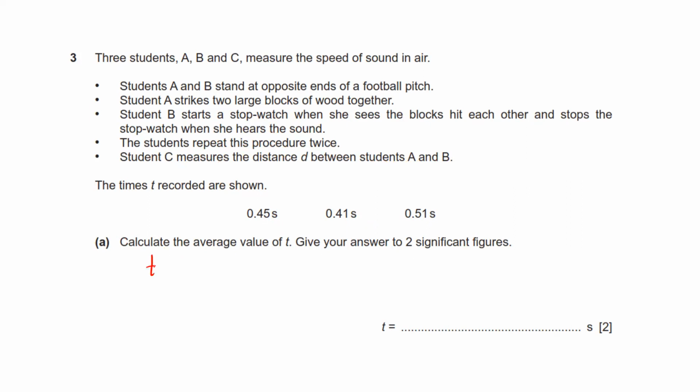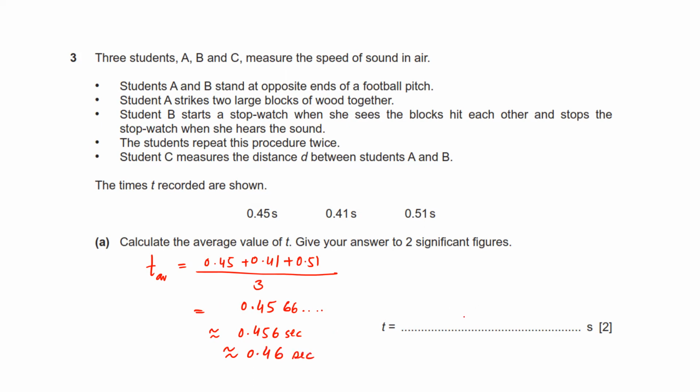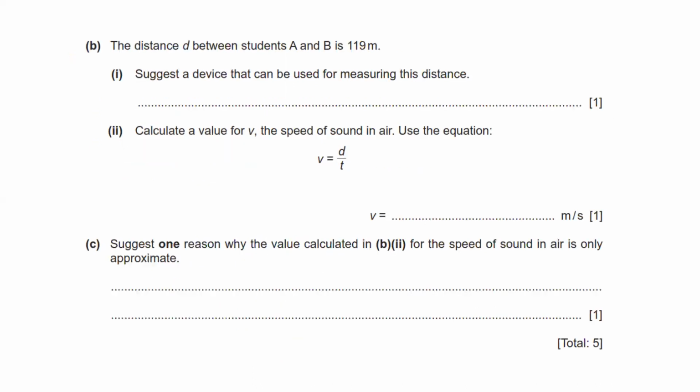So average value T, average is 0.45 plus 0.41 plus 0.51 divided by 3. So the average comes out to be 0.456666. So up to 3 decimal places, 0.456 seconds, and two significant figures, 0.46 seconds. So time would be 0.46 seconds. Then part B, it says distance between students A and B is 119 meters. Suggest a device that can be used for measuring the distance.